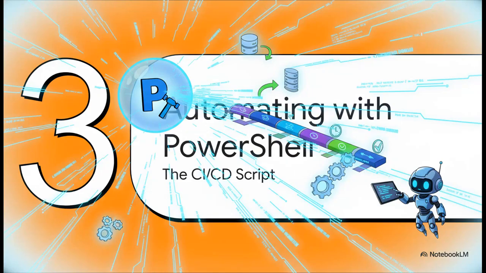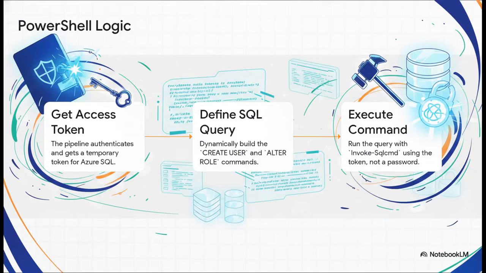All right, now for the fun part. We're going to take that manual SQL logic we just learned and wrap it up in a slick, reusable PowerShell script. This is the engine that's going to run inside any CI/CD pipeline we want. So the PowerShell script basically mimics what we just did by hand, but with a cool automated twist. First, the pipeline itself gets a temporary passport, what's called an access token, specifically for Azure SQL. Then, it just builds that same T-SQL query we just saw. And finally, this is the key. It runs that query against the database, but instead of using a password, it authenticates with that temporary access token.